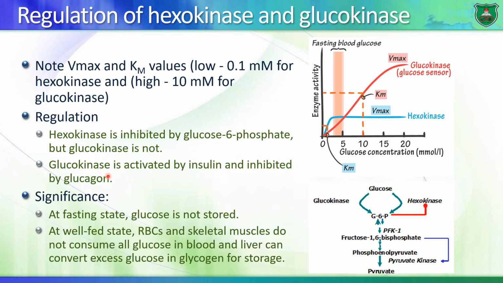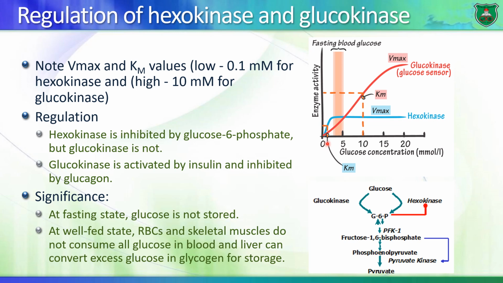Okay, let's put it all together. Let's say that you have little glucose in the system. This glucose should not be stored. It should be distributed to peripheral tissues. And as a result, glucokinase in the liver is not really active. But in muscles, it is. It's really active in muscles.